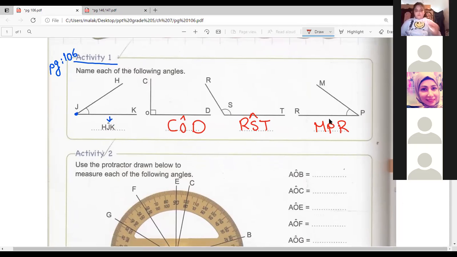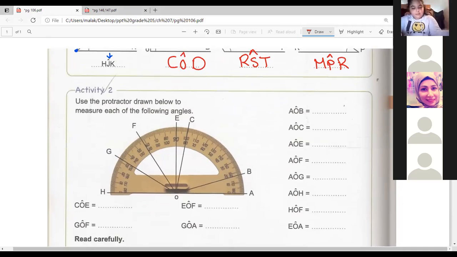In the middle. So we can name it MPR or RPM. The vertex always has to be in the middle. Okay? Is it clear how we name angles? Yes, teacher, it's clear.